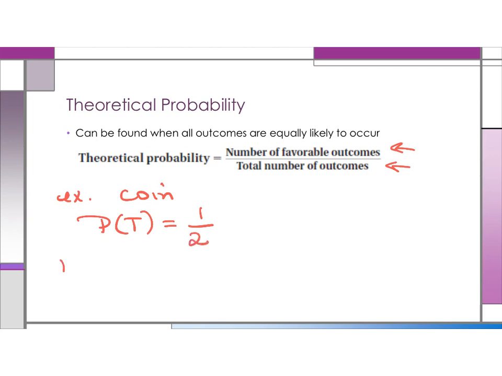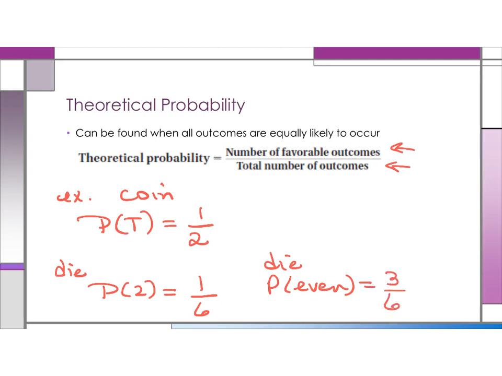In the example of rolling the dice, so when you roll a die, probability of it landing on the number 2, the number of favorable outcomes, which is the number 2, it only occurs once out of the 6 possible outcomes. If I'm still talking die here, and I say probability of even, then I could say that there are 3 even numbers on the die, and that would simplify to 1/2.